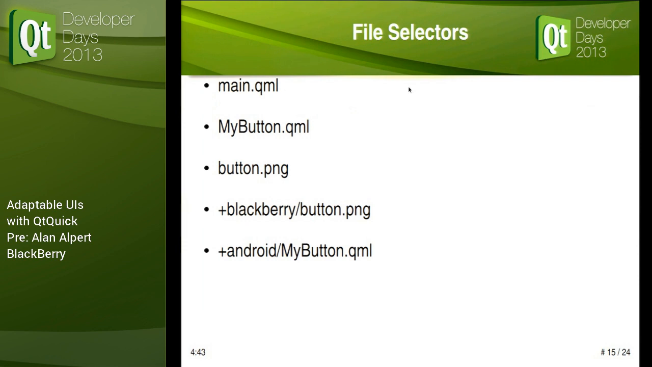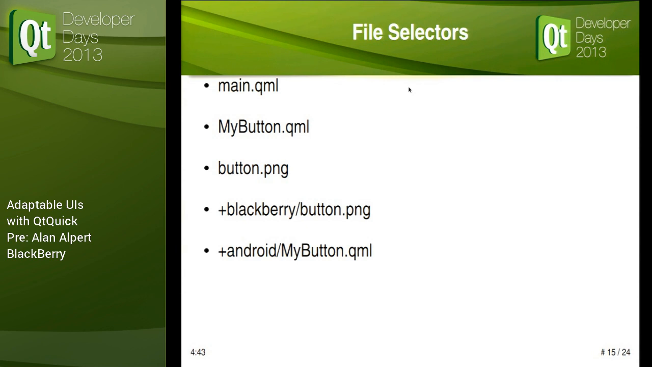So let's say that these are the files that were in that directory. There's a main.qml that we were looking at. There's the myButton.qml providing the myButton type. And of course, there's the button.png that was referenced. We can have these selectors, the plus BlackBerry. Selectors are done using a plus sign in the selector name so as not to conflict with genuine folders.